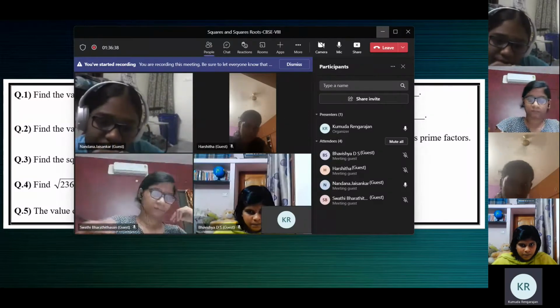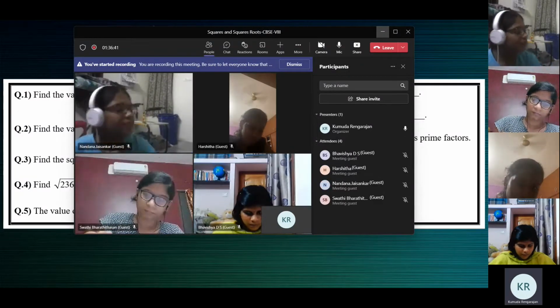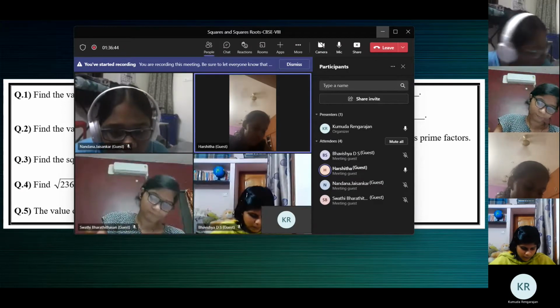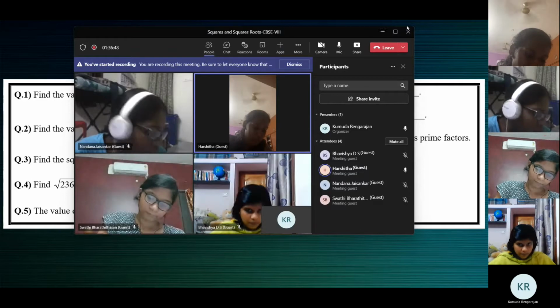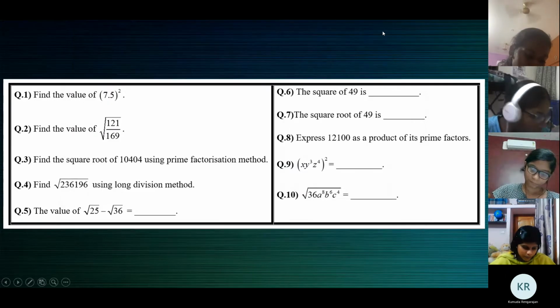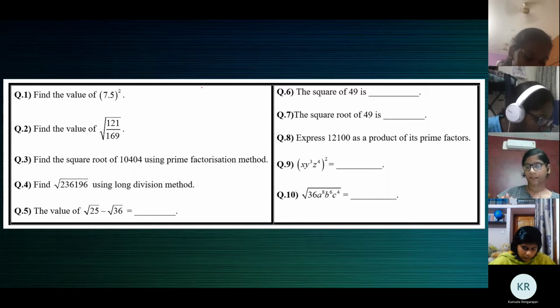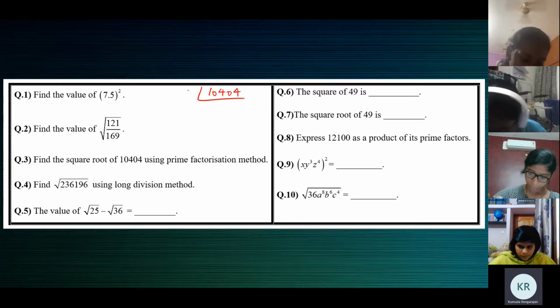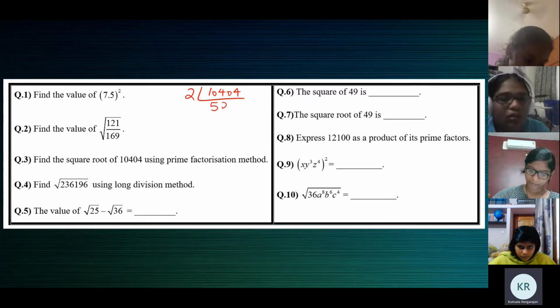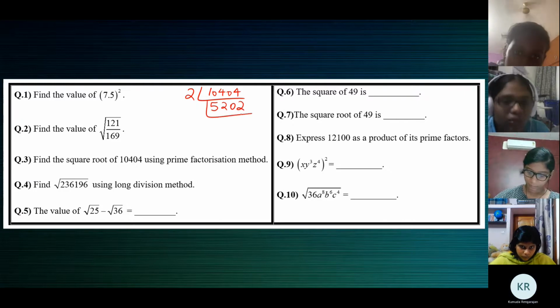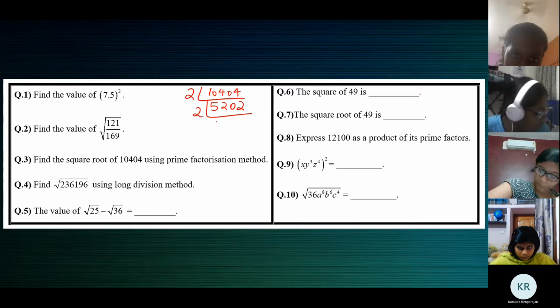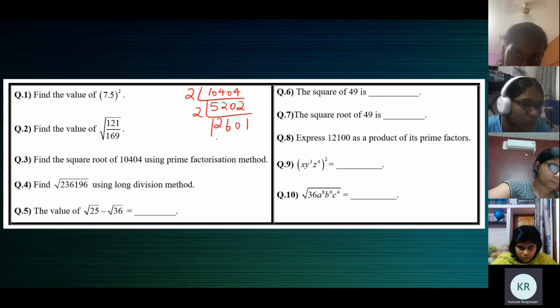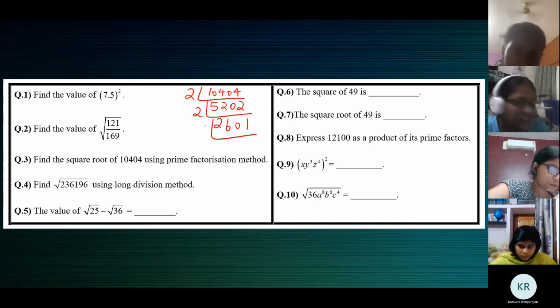Harshita, can you tell us the prime factorization of the number 10,404? Ma'am, first 10,404 is divisible by 2, and then 5,202. That is also divisible by 2, and then 2,601. That is not divisible by 2, so I divided it by 3. Harshita, I'm happy with the way you're answering. Let me just write what you're saying. 5,202, correct? Yes, ma'am. Next, 2,601. And then 867, ma'am.